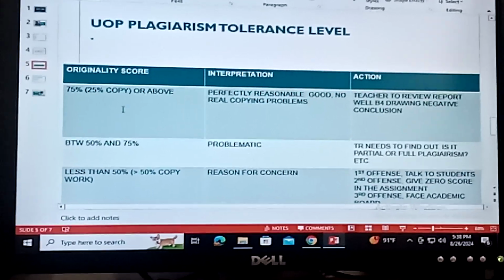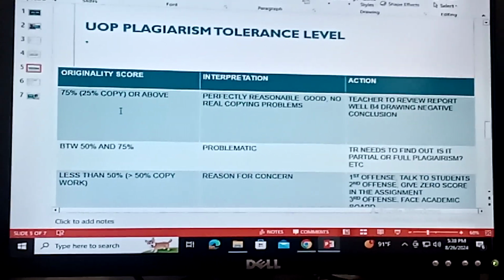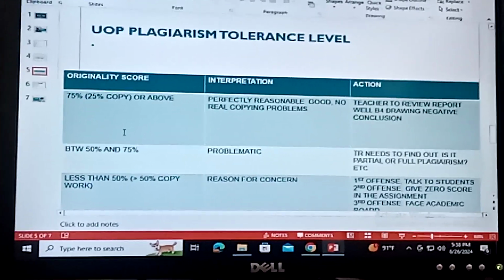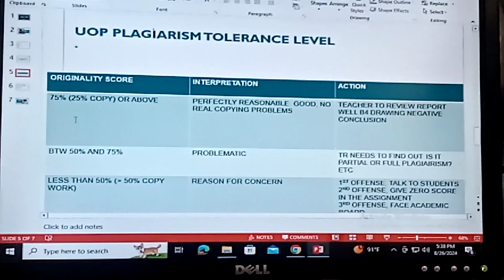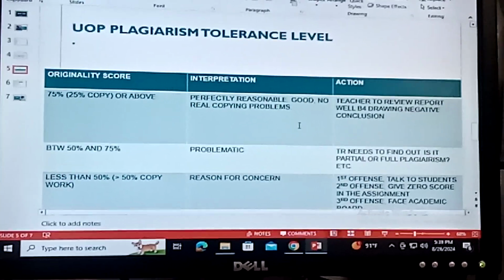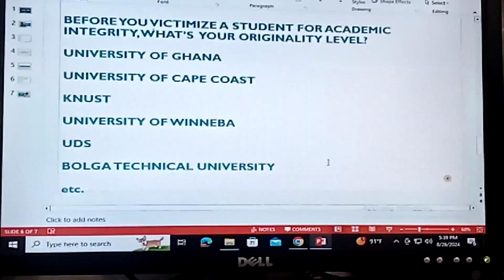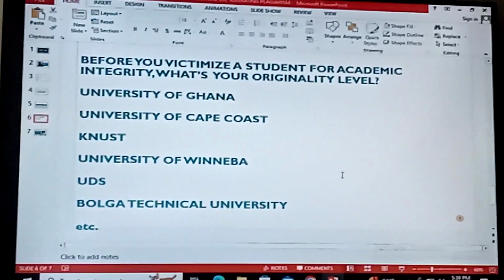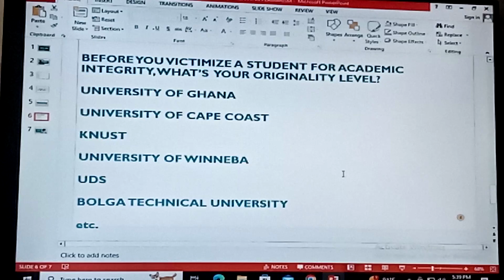So if we are part of the university, we use this to grade students. So whenever an act of plagiarism is committed, I have to follow this chart in order to give the right punishment to that student. Now, before you victimize a student for academic integrity, what is your originality level?